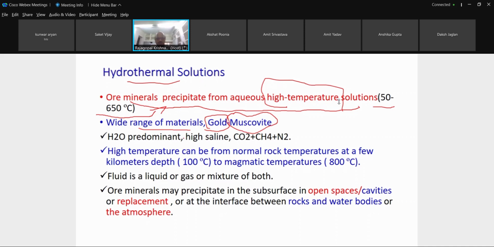What are these hydrothermal solutions? Basically water, it is predominantly water. And when geologists studied this high temperature water, they found it is also highly saline. In a number of places, the hydrothermal solution is saline. You do have modern hydrothermal solutions in a number of places. They are called geothermal systems in Japan, in New Zealand, in other countries. Even in our own country, India, we have a lot of geothermal systems.